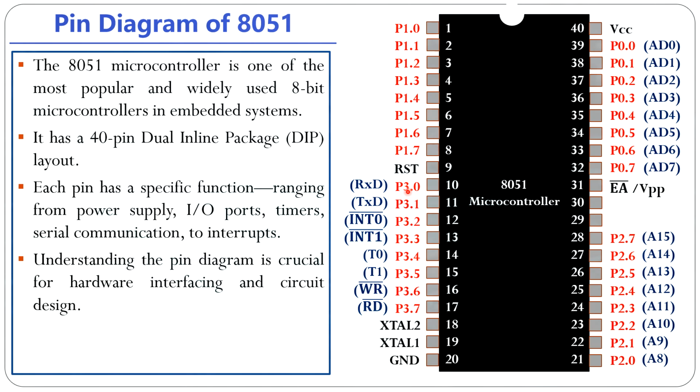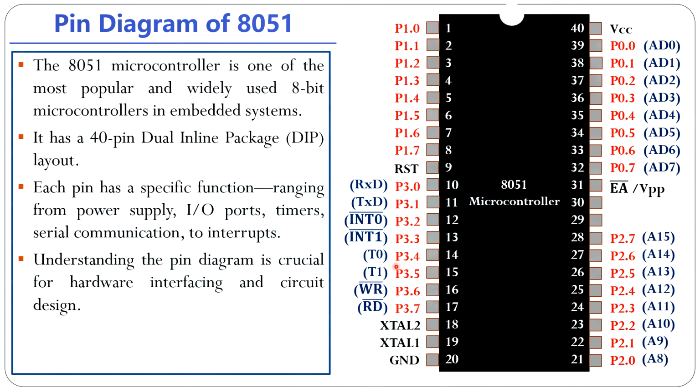Okay, port 3 is also usable for RxD, which represents the received data. Pin P3.1 represents the transmit data. P3.2 represents interrupt 0. P3.3 is interrupt 1.